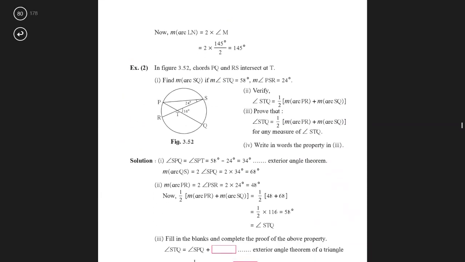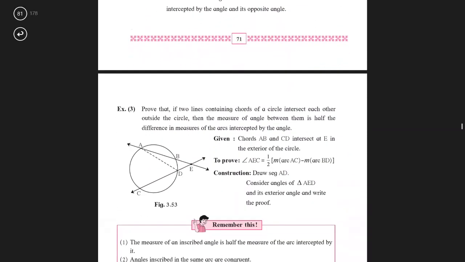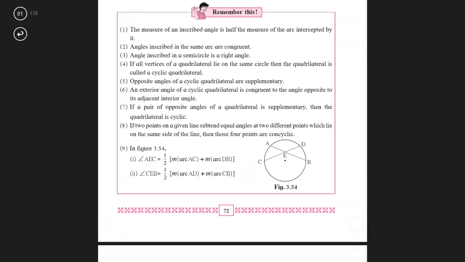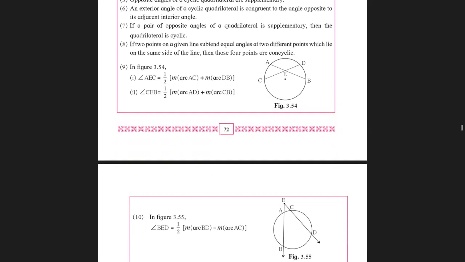With this, we finish with the theoretical part of the exercise. Now in this, remember, these are all what we have done just now, excepting for points number 9 and 10. Now figure 3.54, if you look at it, angle AEC, how do I find out? Half measure of the arc AC plus measure of the arc DB. Angle CEB equal to half measure of the arc AD plus measure of the arc CB.